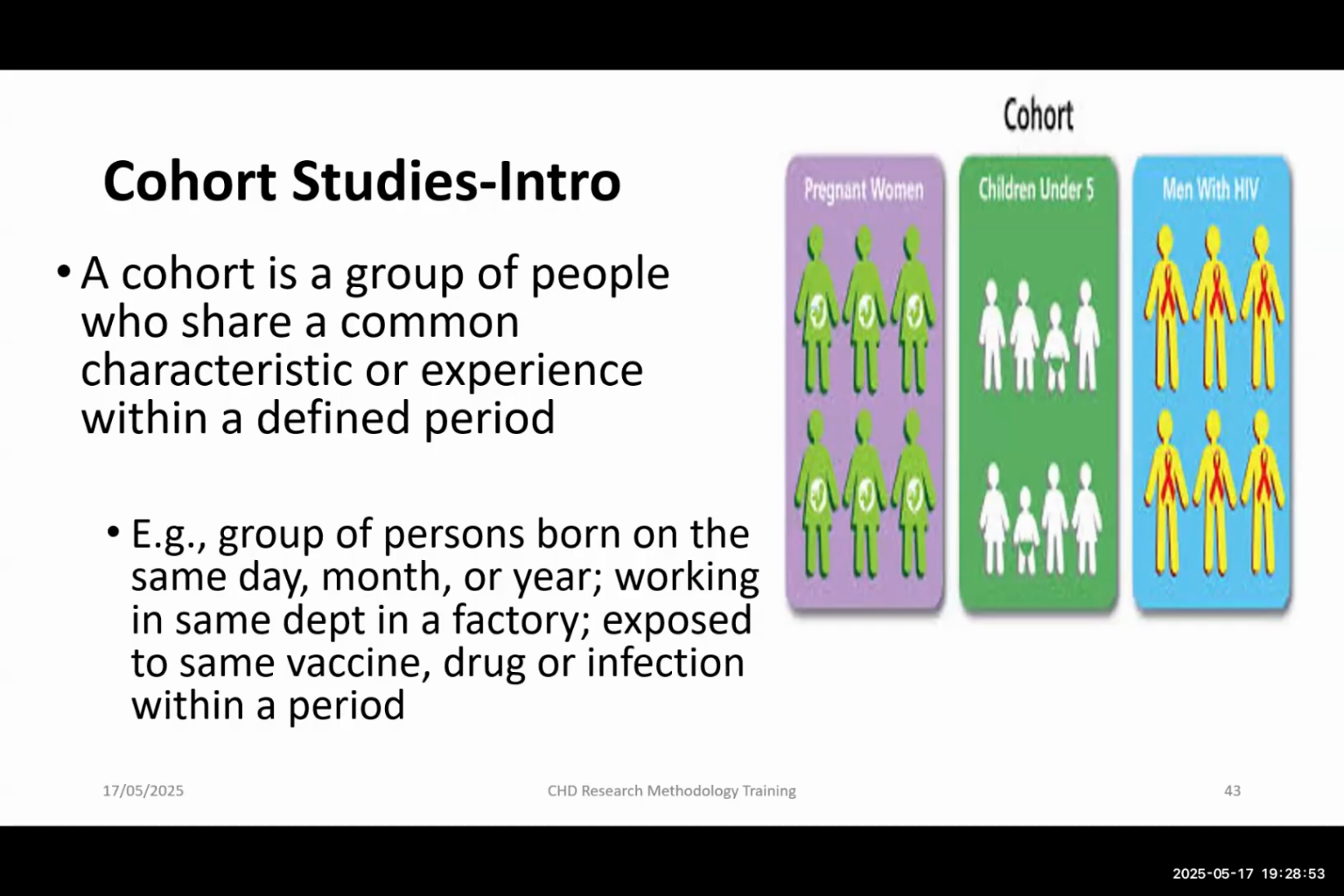And they can be people who are living together or working in a particular place together, or maybe they were exposed to a particular intervention at the same time, like when COVID started giving the COVID vaccine. So maybe the first set of people who were given the vaccine can be considered as one cohort. So basically, that's what a cohort means.